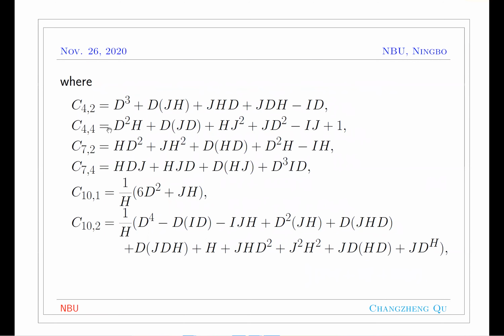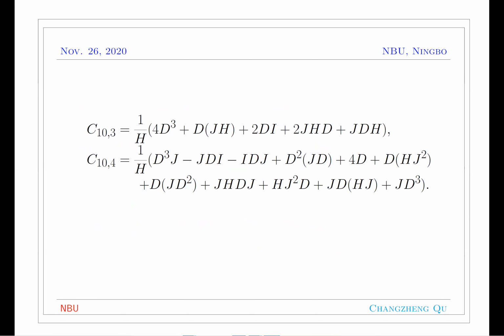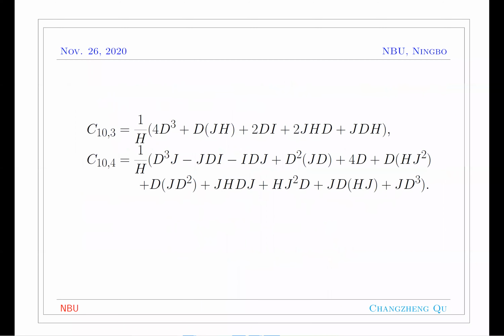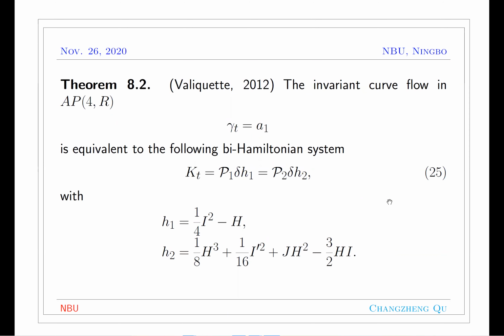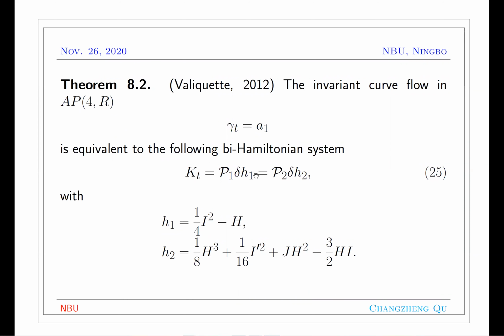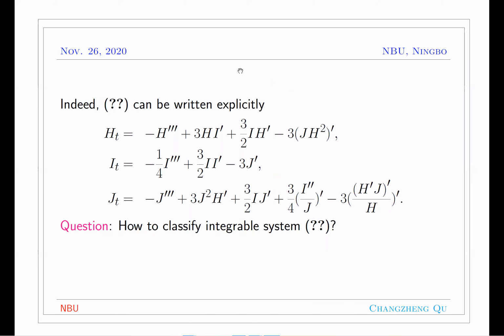So the question: what are the integrable systems from these complex systems? In the very simplest case, it is given by this one. If the gamma t is A1, then this flow is equivalent to a bihamiltonian system. Here the H1, H2 are given by this one. P1, P2, I didn't print that here, are also bihamiltonian operators. So this is the integrable system.